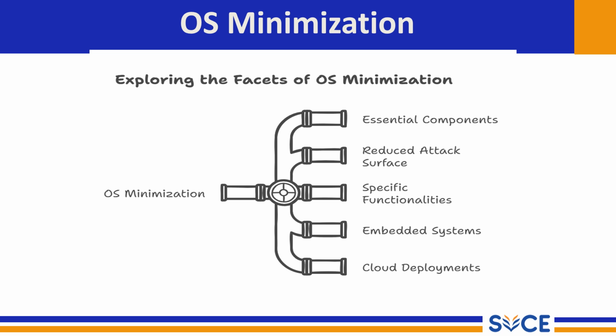So here, these are the phases of OS minimization: essential components, reduced attack surface, specific functionalities, then embedded systems, and then cloud deployment. And before that, I'll just explain about OS minimization, where we have to go through so many things in OS hardening, or system hardening, as we used to say.